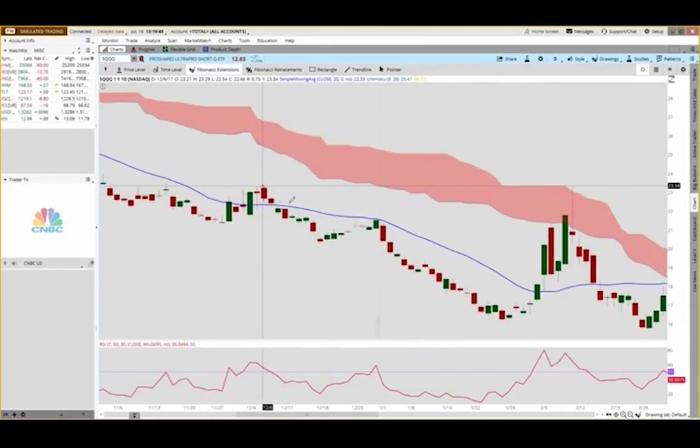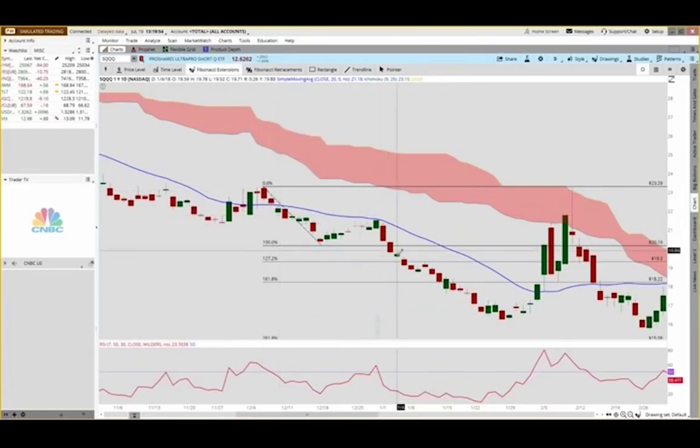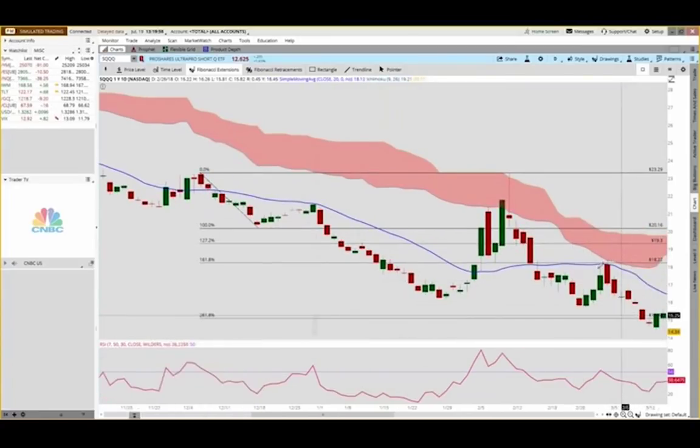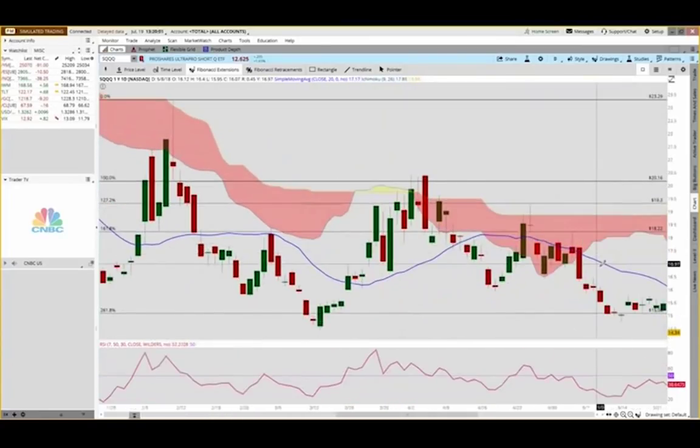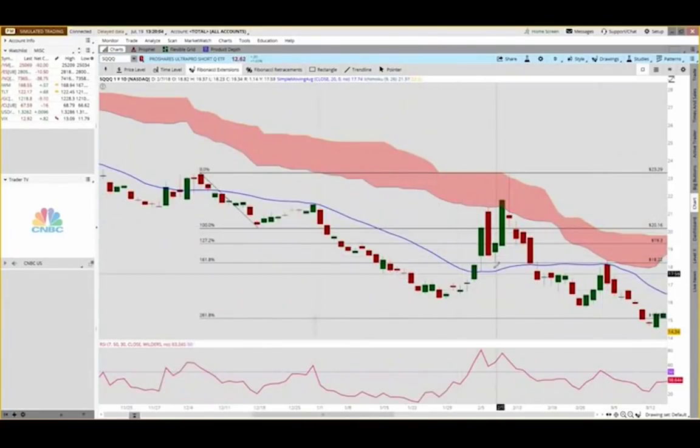Let's take our high to low, go back to high, and there are our targets, our 127, our 1618. Now, this one, I don't know if we've eventually hit the 2618, probably not. But anyway, we would have been stopped out before then.